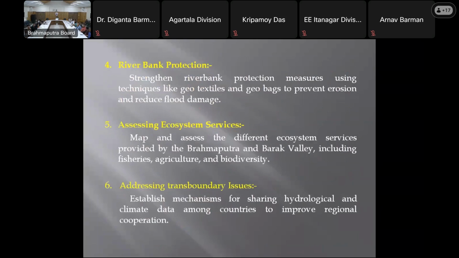Riverbank protection. Strengthen riverbank protection, using techniques like geotextile, geobags to prevent erosion and reduce flood damage. Assessing ecosystem services: map and assess different ecosystem services provided by Brahmaputra and Barak Valley, including fisheries, agriculture, and biodiversity. Addressing transboundary issues: establish mechanisms for sharing hydrological and climate data among countries to improve regional cooperation.